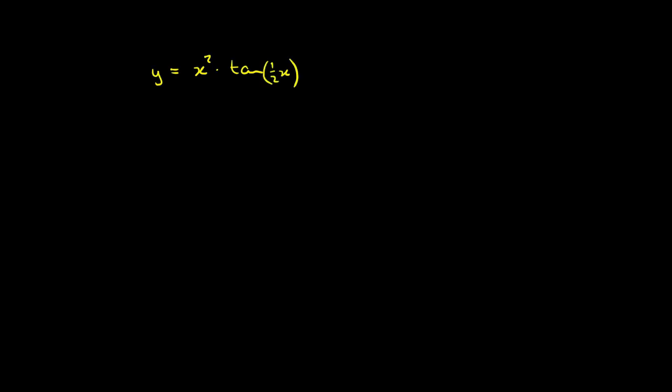And how are we going to differentiate this? Well, we've got two functions multiplied together. We've got one function here, which is x squared, and another function there, which is tan a half x. So I'm going to call this u, and I'm going to call this v. And what we've got is the product rule, because we've got the product of two functions. Hopefully you know that the product rule is v times du dx plus u times dv dx. So I've just got to differentiate and substitute in.